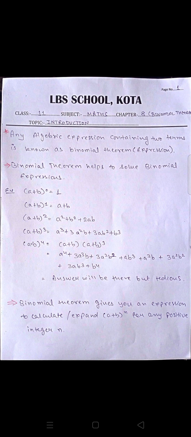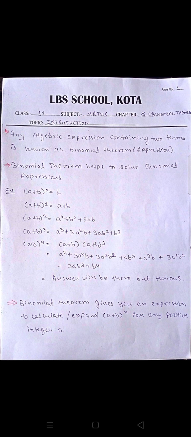This will help us to calculate up to a certain basic level. So, the binomial theorem gives you an expression to calculate or expand a plus b to the power n for any positive integer n. So, this theorem will help us to expand any expression in the form of a plus b to the power n for any positive integer n.